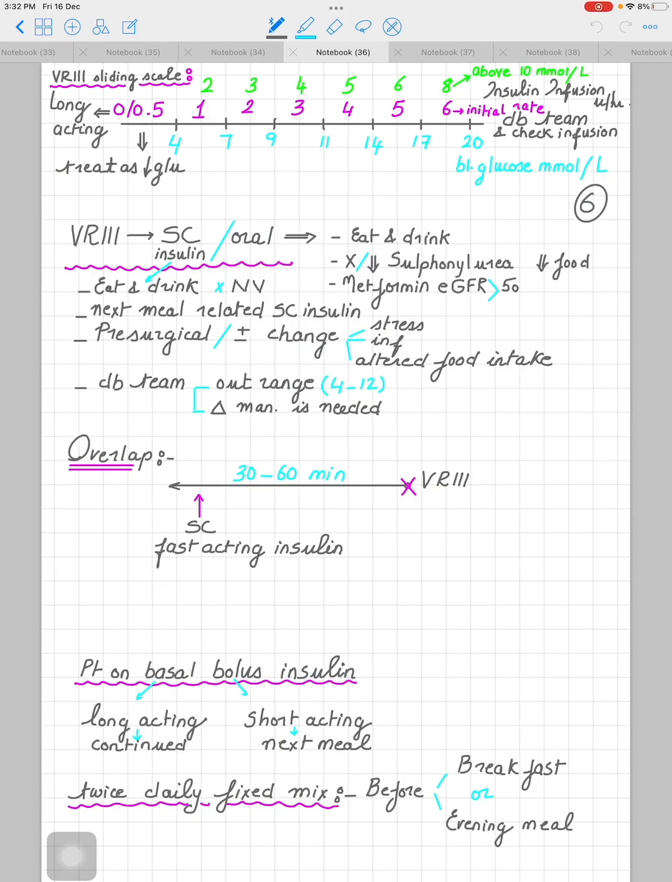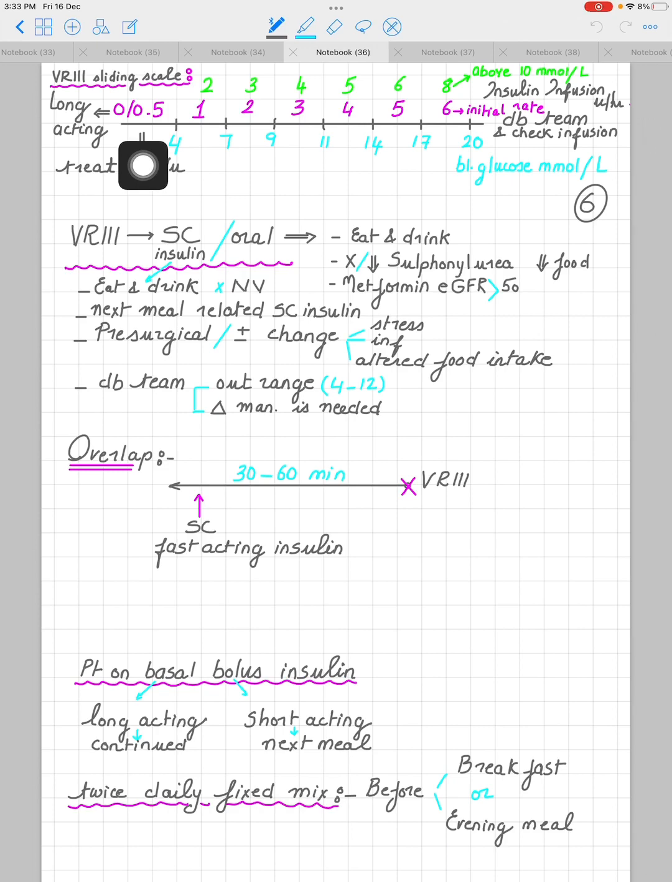Now let's start discussing the VRIII sliding scale. It seems a little bit complicated, but let's break it down. It is adjusting the insulin infusion rate according to the level of the blood glucose in millimole per liter. So here in the blue color is the blood glucose in millimole per liter, starting from 4 to 7 to 9, 11, 14, 17, 20, and more than 20. Those written in pink color are the initial rate of insulin infusion.